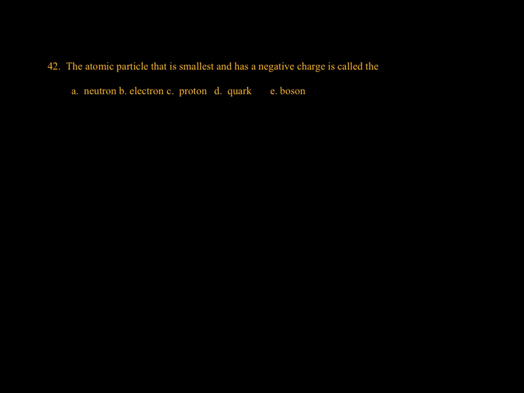The small atomic particle with a negative charge is an electron. Electrons are negatively charged, and they're really, really tiny. A relatively large particle with no charge is neutral, that's a neutron. And finally, the large particle with the positive charge, that's the proton. Pros are positive, so proton is a positive particle.